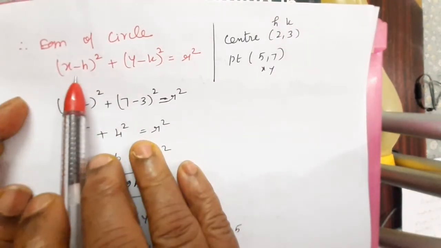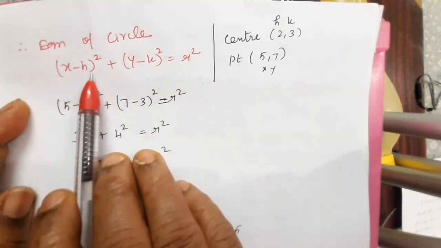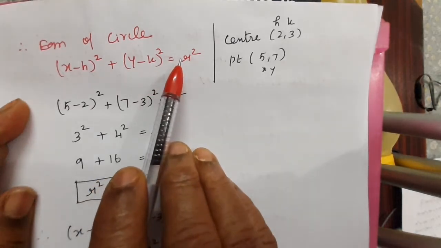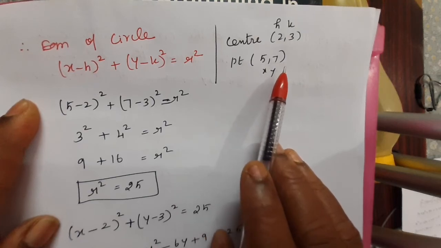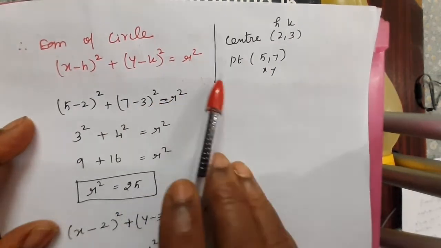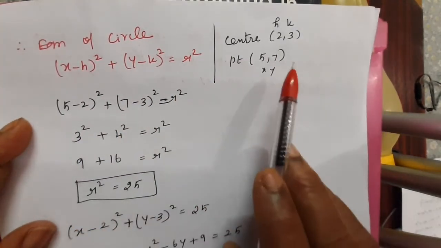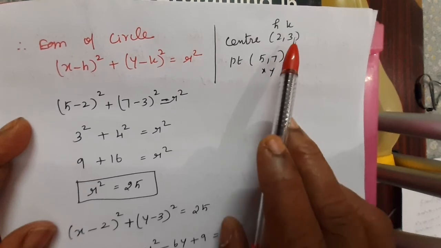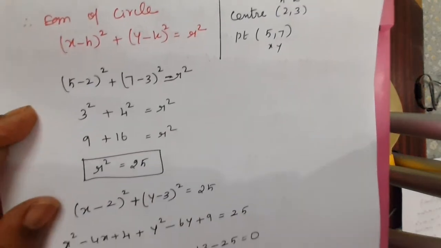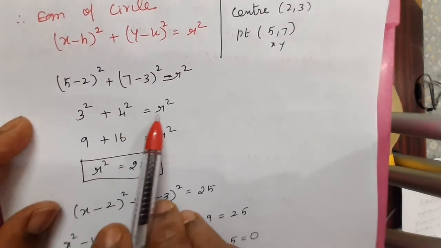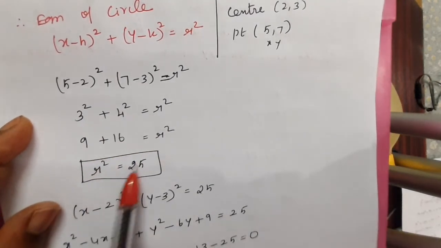Now, the equation of the circle is (x minus h) the whole square plus (y minus k) the whole square equal to r square. What is our center? 2, 3. The given point is 5, 7. So instead of x we substitute 5, and h is 2: 5 minus 2 the whole square, plus instead of y 7, and k is 3: 7 minus 3 the whole square equal to r square. 5 minus 2 is 3 square, 7 minus 3 is 4 square, equal to r square. 3 3s are 9, 4 4s are 16. Now r square equal to 25.